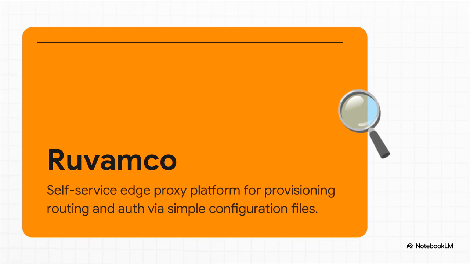To really get why this matters, you kind of have to understand that raw Envoy proxy is an absolute beast. I mean, it's incredibly powerful, but it is notoriously complex to configure manually. Ruvamco fixes that. I really want to hit hard on those two words, self-service and simple. This isn't about submitting a ticket and waiting. This puts the power directly back into the hands of the engineers who are actually writing the application code.